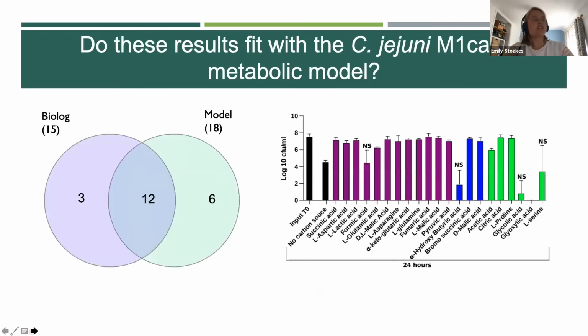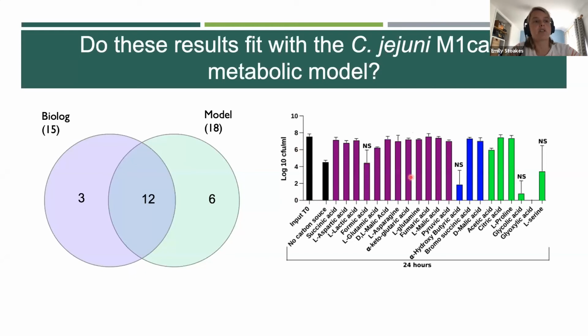There we go. So how do our results fit in with the metabolic model? Our Biolog plate showed that 15 substrates within the plate could make Campylobacter jejuni M1cam respire. Our model predicted 18, so we decided to look at the CFUs to see what the differences were. On this graph, there's your input of the number of cells, all of these are the outputs, and this is the no carbon source.